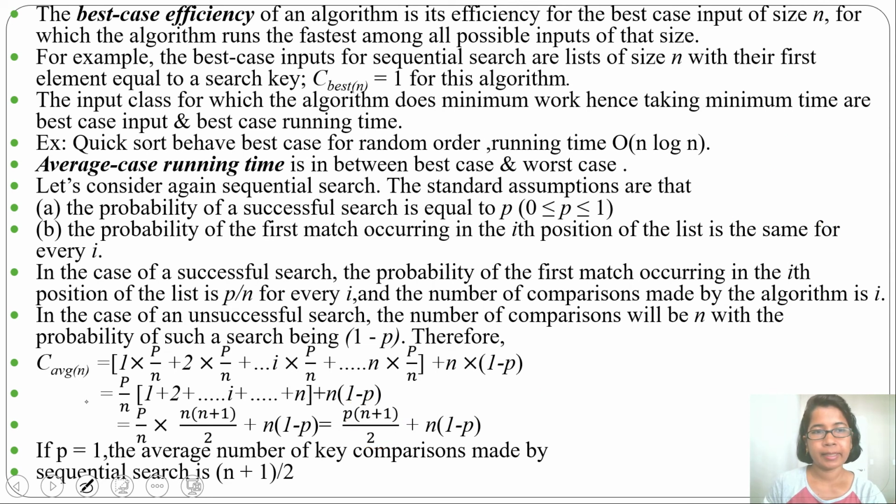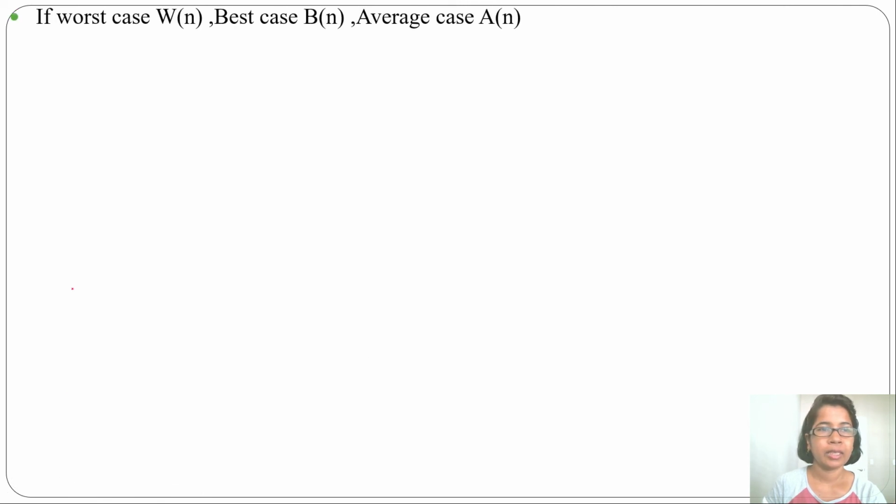Let's see what is the relation between best case, average case and worst case. If worst case is W of n, best case equals B of n and average case equals A of n, then you can say B of n is less than or equal to A of n, which is less than or equal to W of n. Means best case running time will be less than or equal to average case running time, and average case running time will be less than or equal to worst case running time.